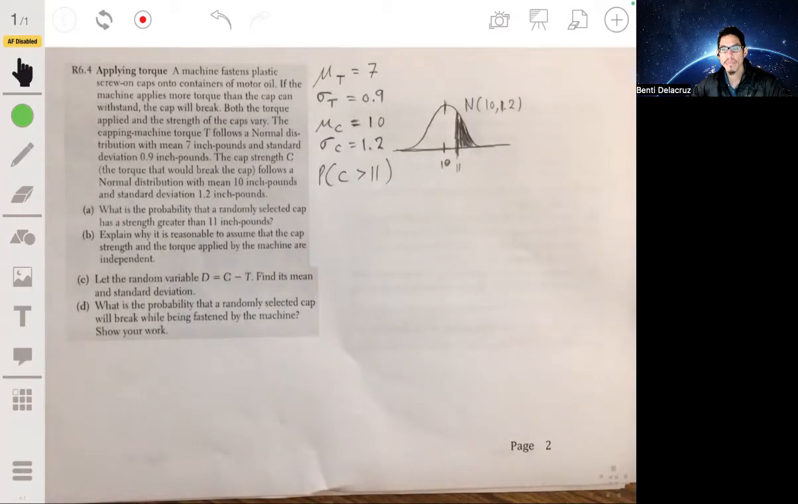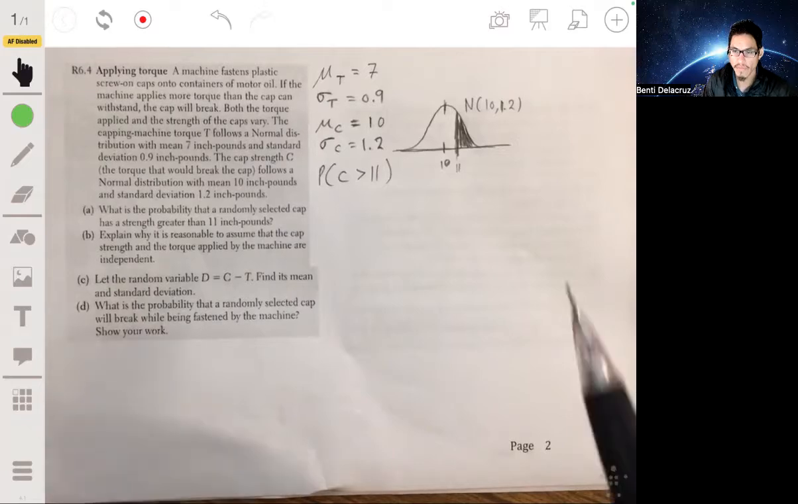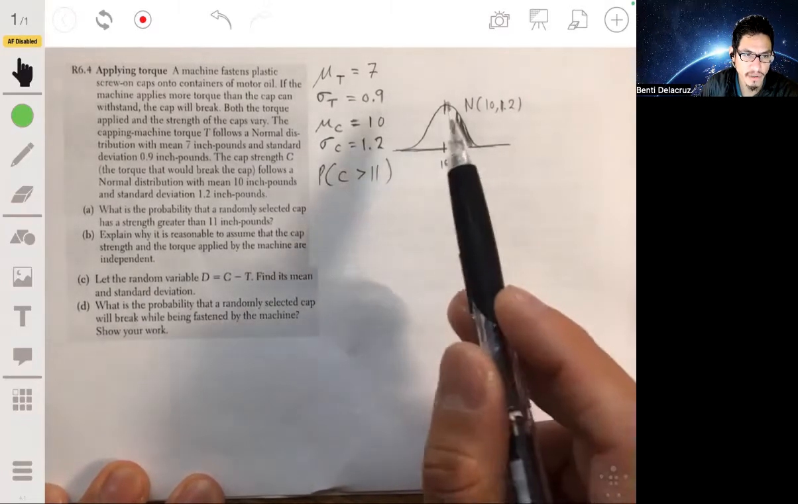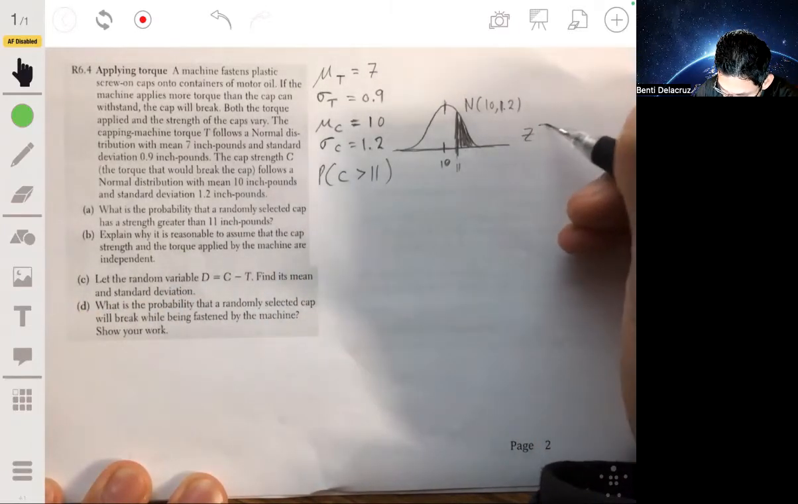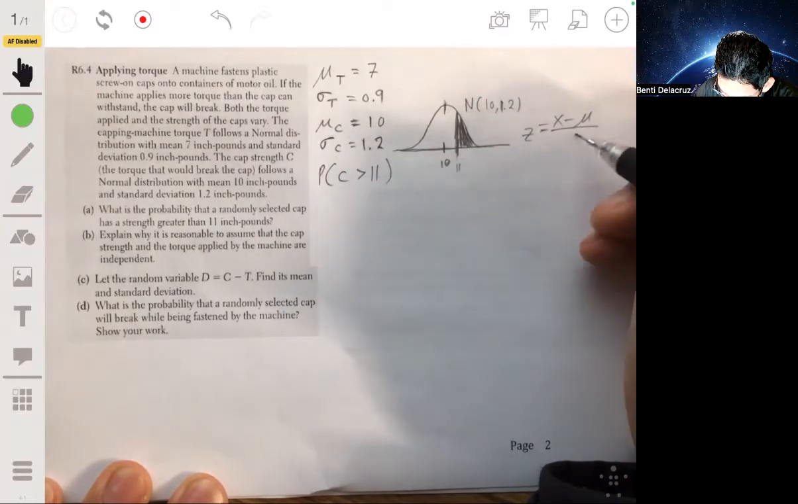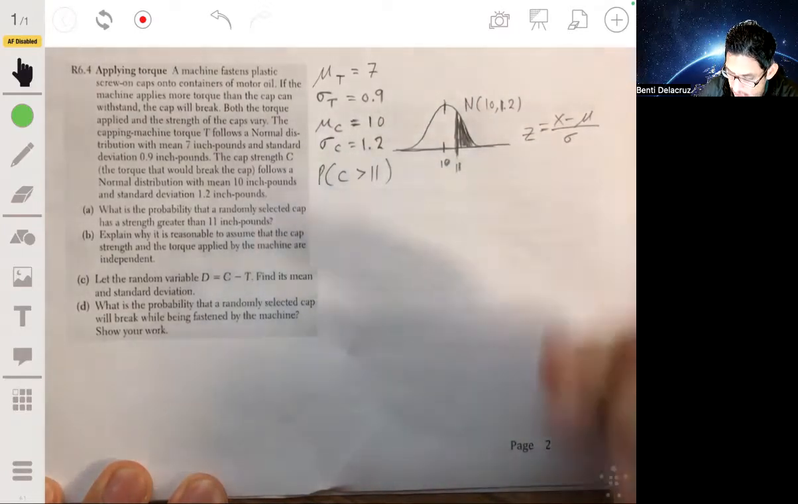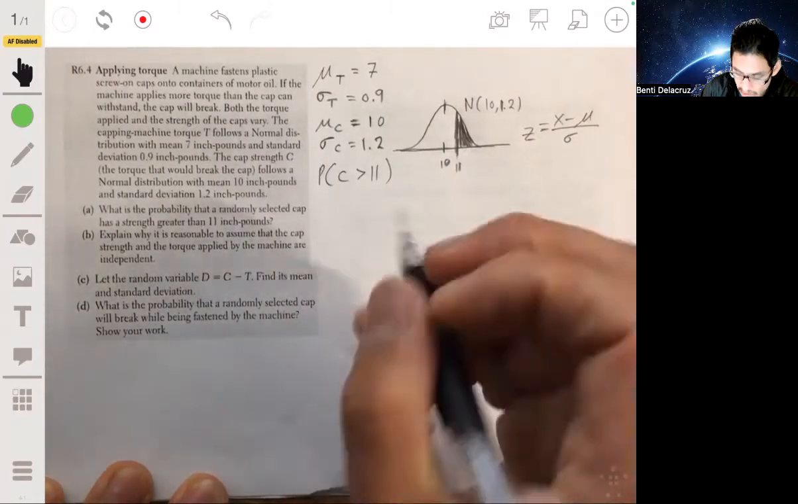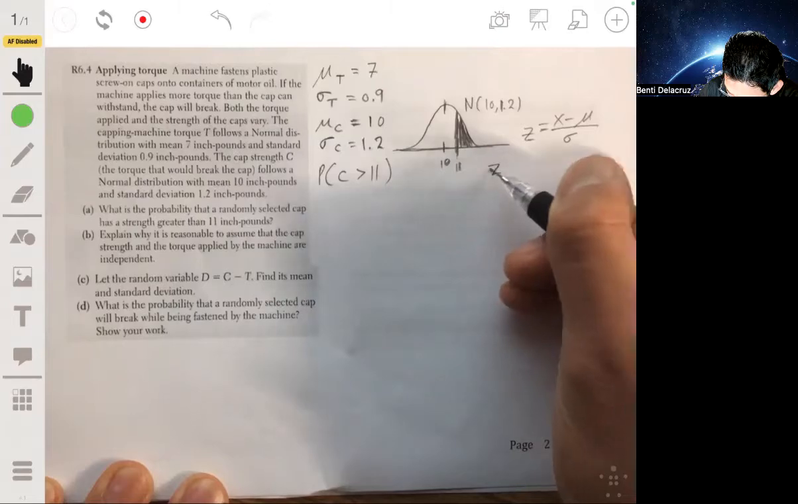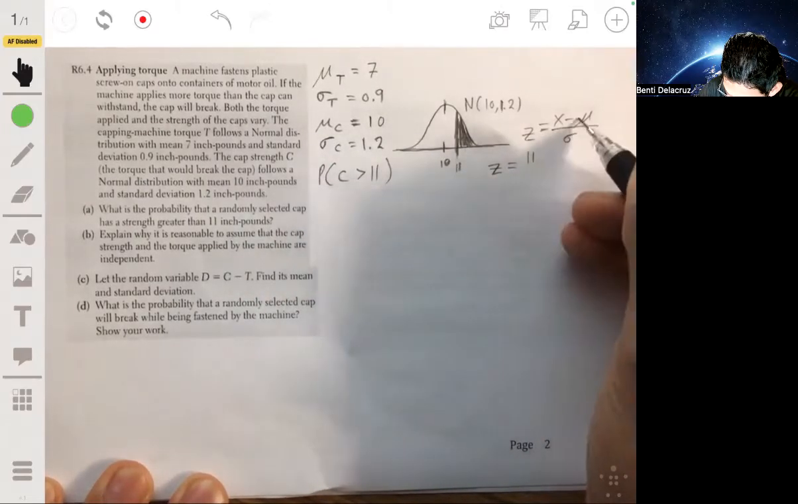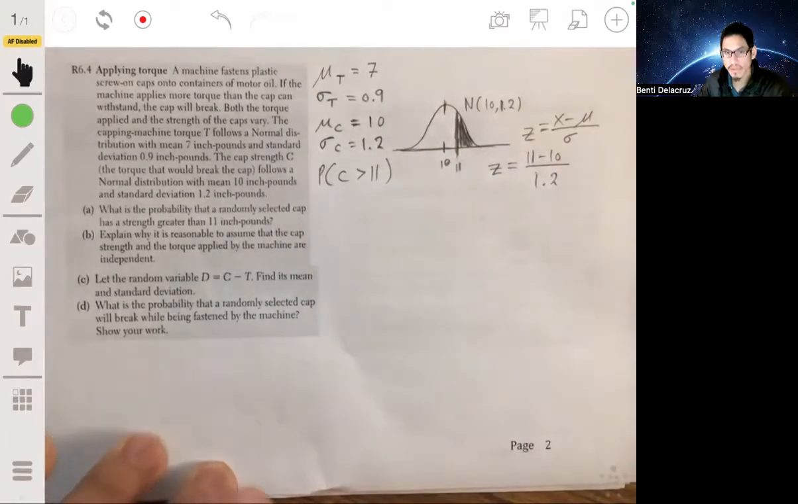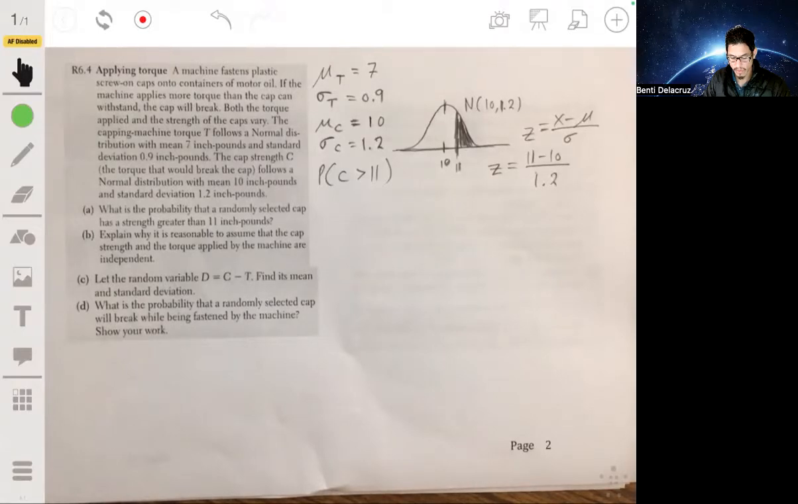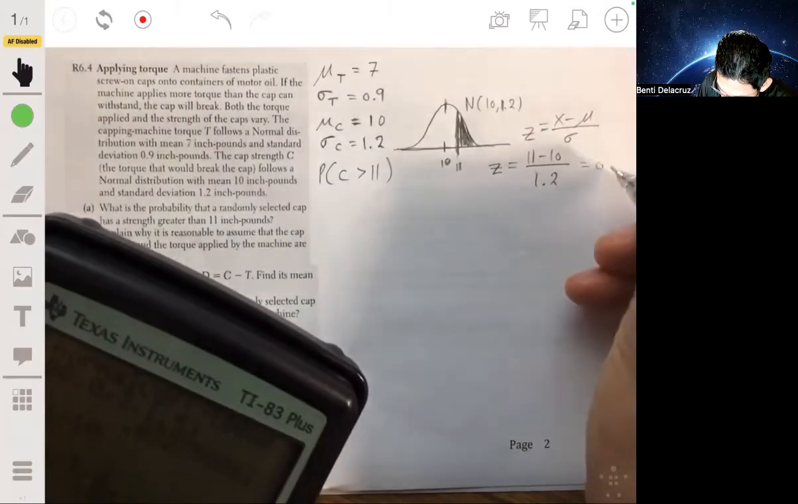Essentially you're just going to find the z-score that corresponds to 11, since this is a normal distribution, and then find the area to the right of that z-score. So remember, the general formula for z is your observation value, x, minus the mean, over the standard deviation. So z would be 11 minus the mean, 10, over the standard deviation, 1.2. You're going to have 0.83 repeating.